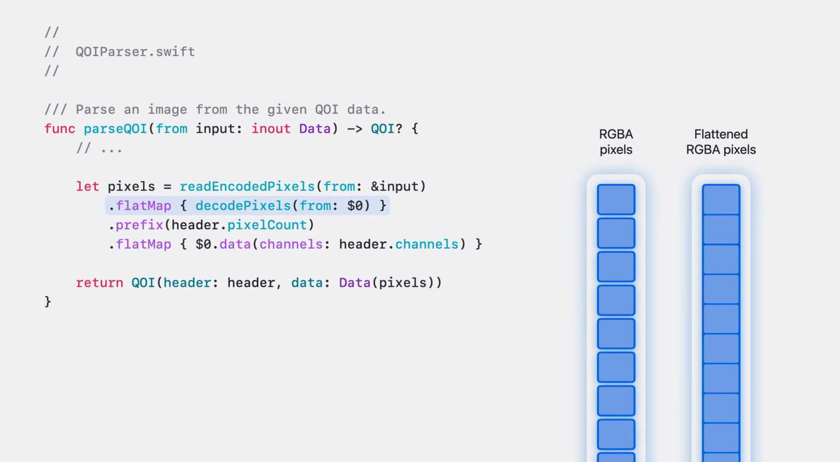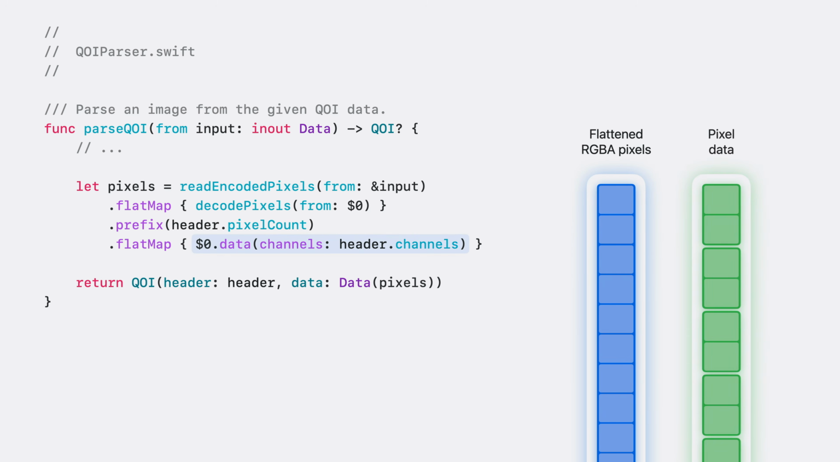The flattening part of FlatMap takes all those little arrays that we just created and merges them into one much larger array. That's a new allocation, and all the small arrays we just created are deallocated. This prefix method puts a cap on the number of pixels that we can produce.